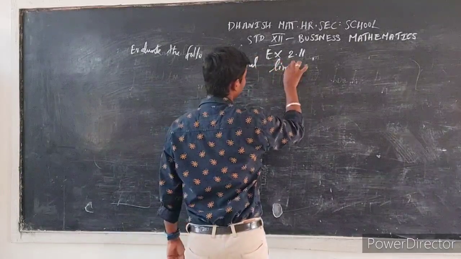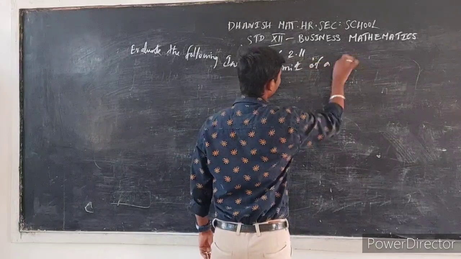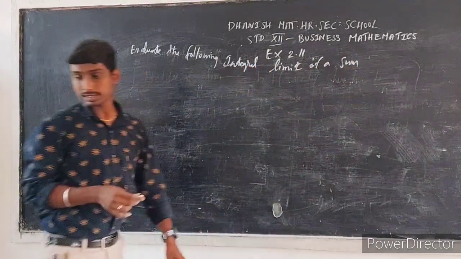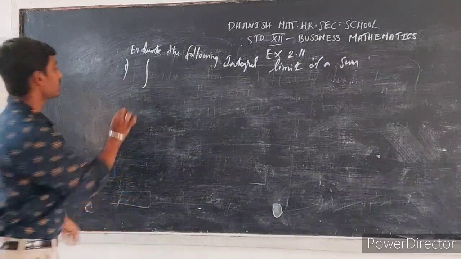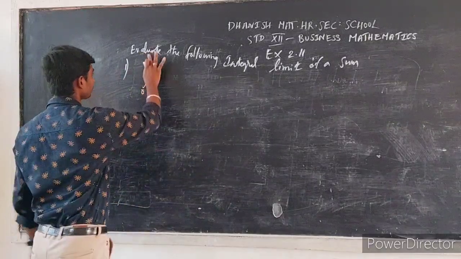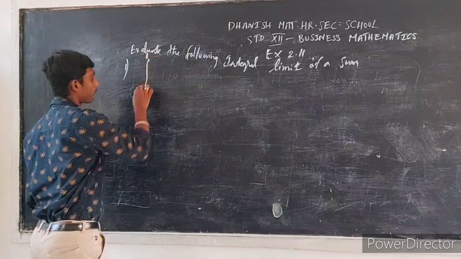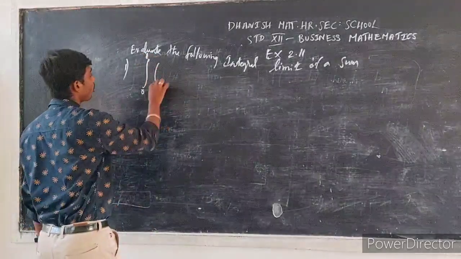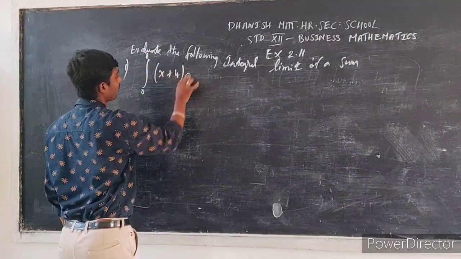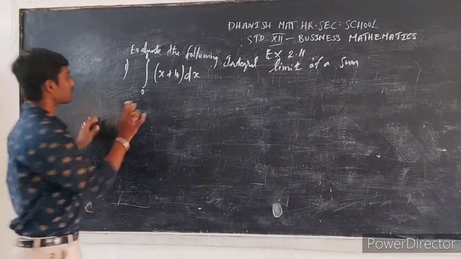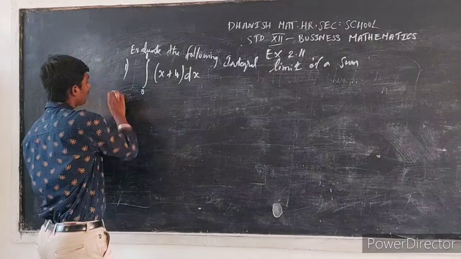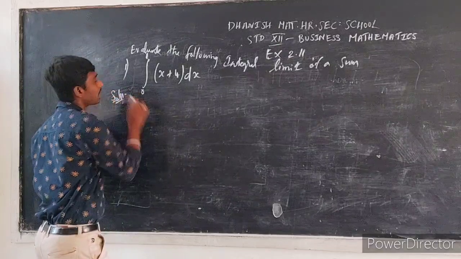Limit of a sum. So let's see what question is given here. First one, integrate from 0 to 1 of x plus 4 dx. See, integrate of 0 to 1 x plus 4 dx. What is the procedure here? What is the formula we have studied about the limit?